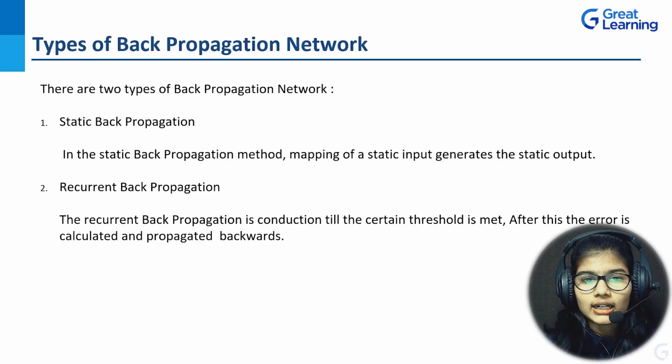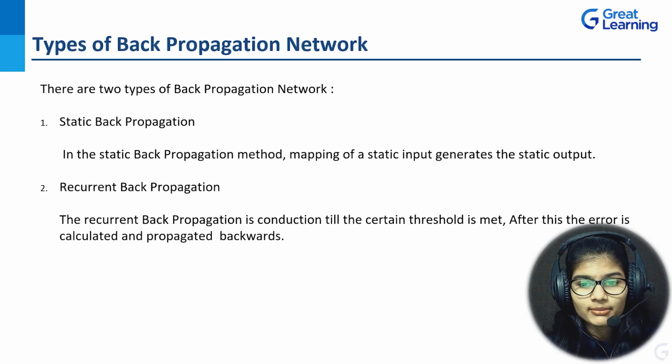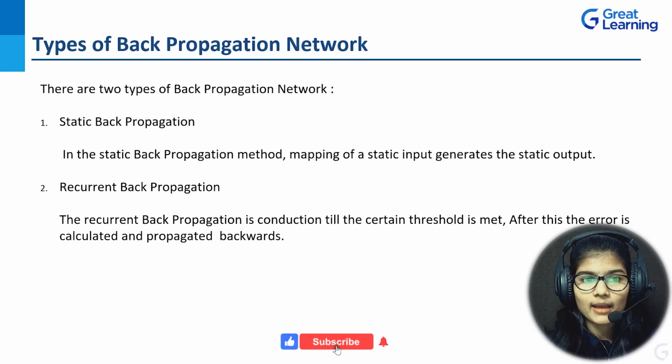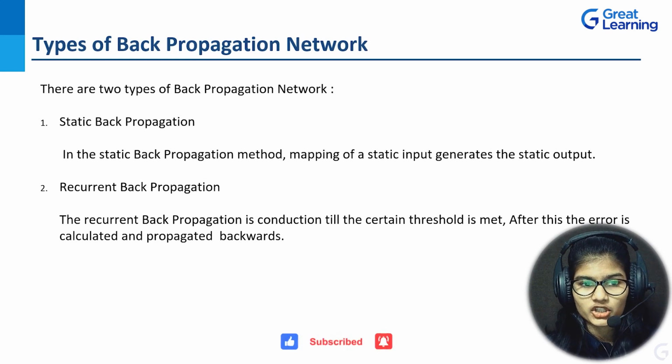Great. In the very beginning as well, I did mention that we have two types of back propagation network, right? So the very first type of the back propagation network is static back propagation. And the second type is the recurrent back propagation. Okay, the static back propagation and the recurrent back propagation. So what happens in these respective back propagation networks?